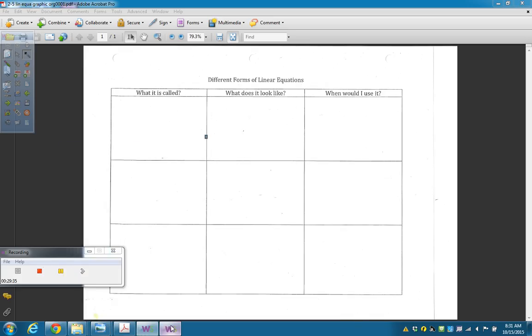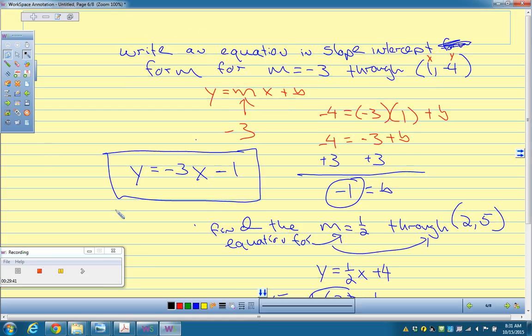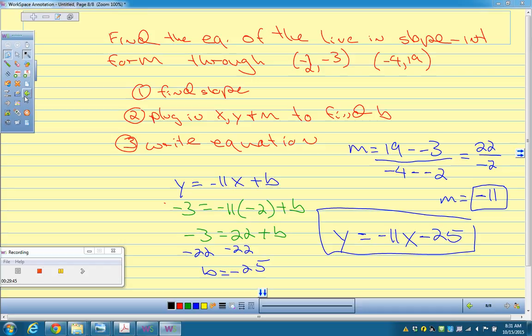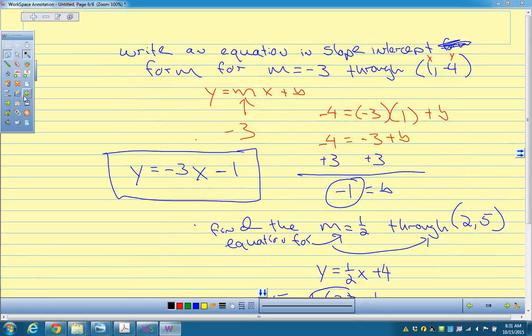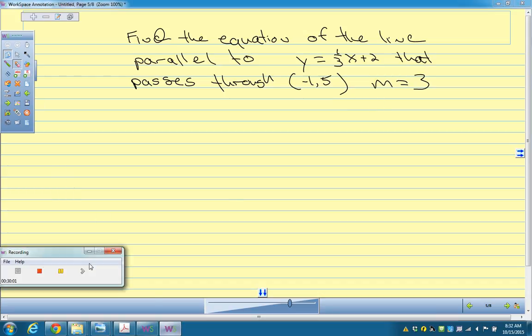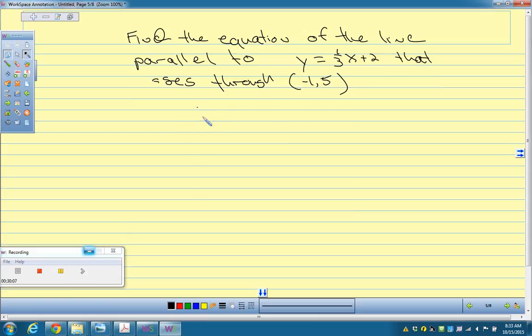Give that one a shot on your whiteboard right now. Ready, go. You should have gotten that y minus 5 equals 1/3 x plus 1. Right?